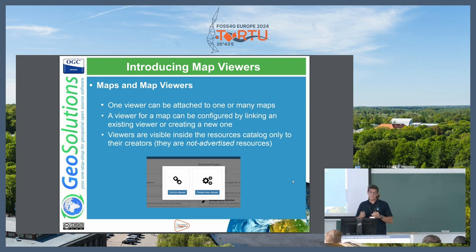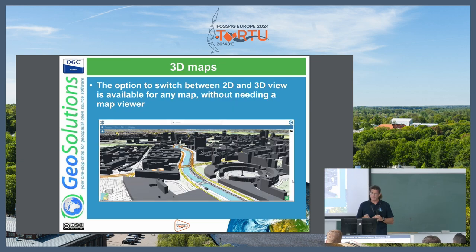When you create a map viewer, you can associate it to one or more maps, and these map viewers are related to a single user. So you can create your template for your maps and use it for the maps you are creating. The option for the tripart is set by default, so if you don't want it, you have to create a context and remove it.